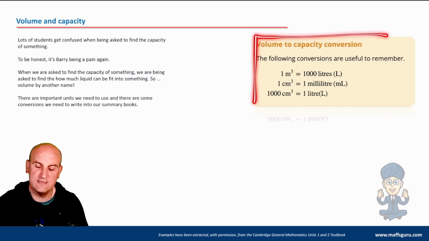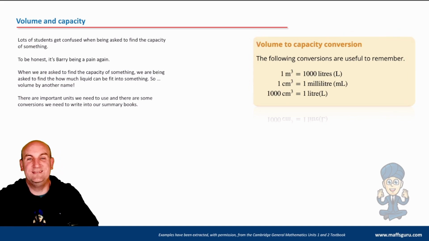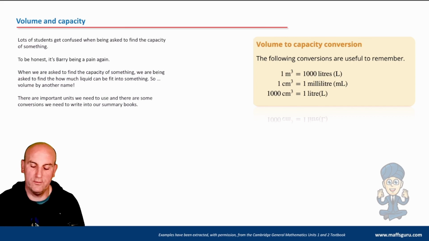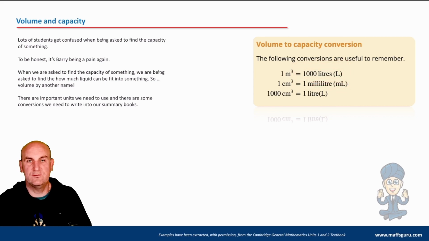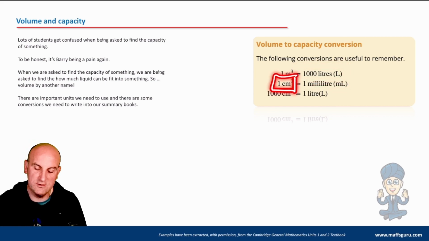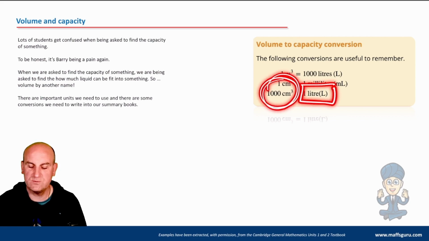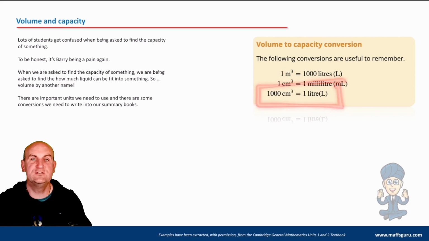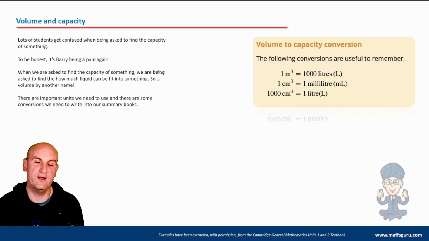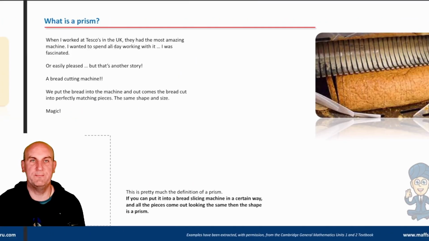Then you're going to put this in your summary book, and thank you very much to Cambridge for allowing me to use this. You are going to say, hold on a moment, 1 meter cubed is equal to 1,000 litres. So 1 cubic meter is equal to 1,000 litres. 1 centimetre cubed is equal to 1 millilitre. And 1,000 centimeters cubed is equal to 1 litre. So this one down the bottom, the one I'm highlighting at the moment, is generally the one we use the most. Work out the volume of anything in centimeters cubed, and then divide it by 1,000, and you will get litres.